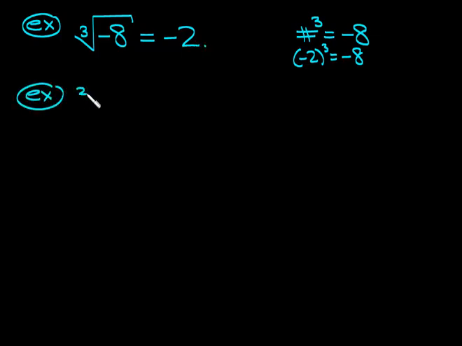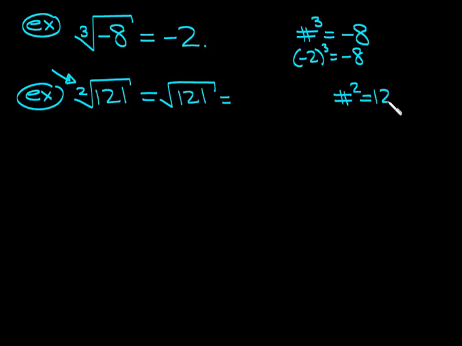Similarly, let's say we have the square root of 121. Because square roots are used so often, if we don't specify the index, then it's assumed to be square root. If you don't have the index given, then it's assumed to be square root. So we are looking for some number whose square is equal to 121. And the number in this case is 11, because 11 squared is 121. So that's 11.